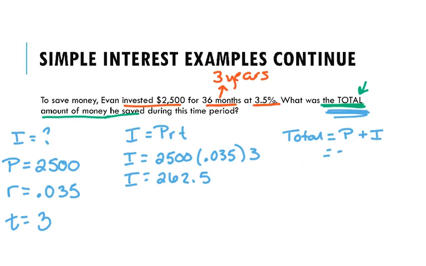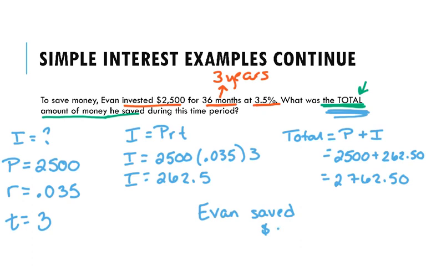So he had his original amount of $2,500 that he invested. He gained $262.50 with investing it with the 3.5%. So when you add those two together, you get $2,762.50. So that means Evan saved $2,762.50. Always pay attention when it's saying total to make sure that you do add the two together.